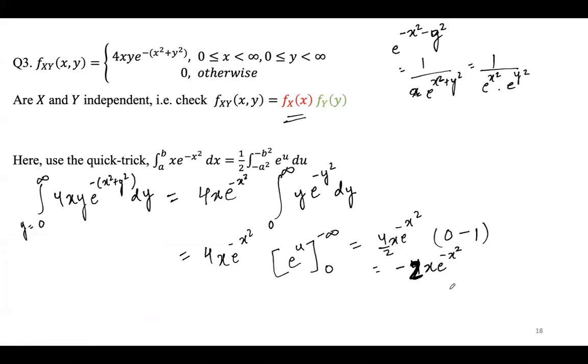So this is what your expression of fx, the marginal probability of x, is. And you solve it the same way. You get minus 2y e to the power minus y square for this one. Now you multiply these two terms. Do you get the original back? Yes? Yes, ma'am. Yes, yes. Right? So you can say that they are independent. Okay.